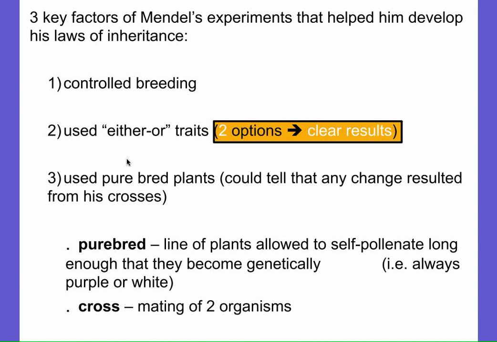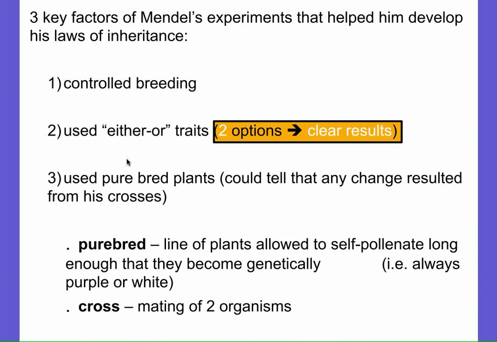And then he also used purebred plants, right? His parent generation for both colors, purple and white, had forever and ever been purple or white, always, always, always. So he knew that they were purebred, that those were the only alleles that they could possibly have. We'll talk about that term later. But there was no way that a white flower was going to show up with that purple purebred plant. So he could tell that any change that did come from his crosses came from his crosses and only from his crosses, right? It resulted from those crosses.